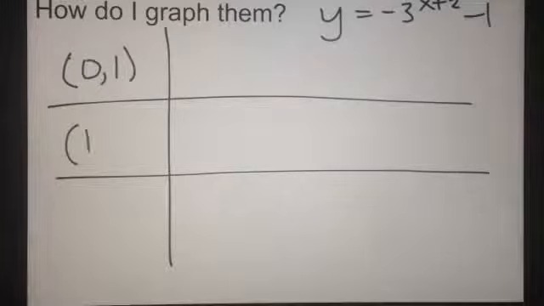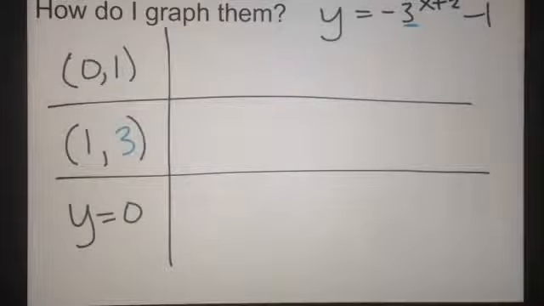The second thing is I know if I plug in 1 to the parent graph, I would get the base. The base of this graph is 3, so I'm going to go ahead and write 1, 3. And then I always start off with that asymptote at y equals 0. So now I'm going to walk my way through all the transformations.